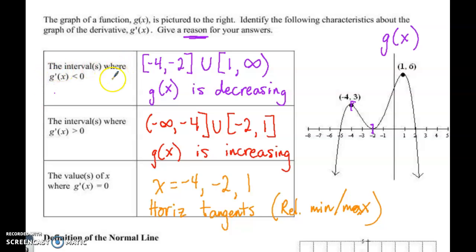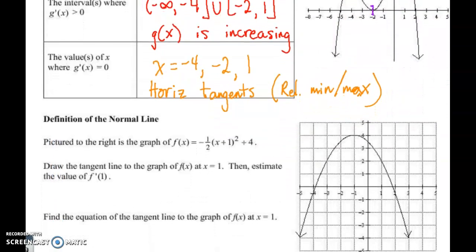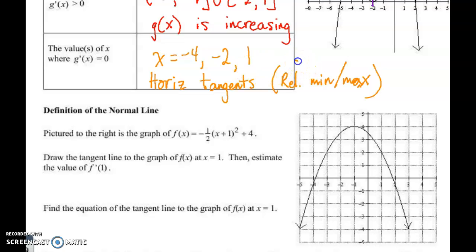If anybody's curious about why you can use brackets instead of parentheses, technically the definition of increasing is where the function is either at or above the previous value, and that's why we use brackets with it. I don't always agree with that reasoning, but that is a definition, so this is technically correct. I should also mention that g of x has a relative min or max. You want to be specific when you're giving your reason.